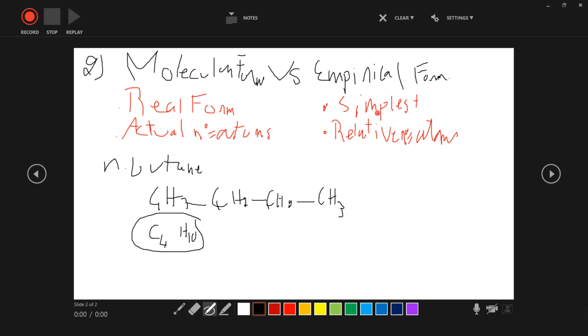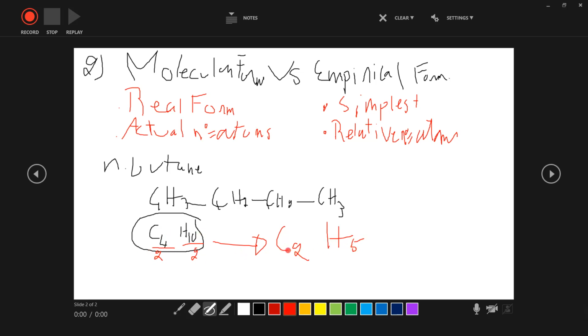The empirical formula is the simplest form, and it represents the relative numbers. So I should divide these numbers until I get the simplest form. Can I divide those two numbers? Yes, I can divide them by 2, the smallest possible number. I will get C2H5. 4 divided by 2 is 2, 10 divided by 2 is 5.